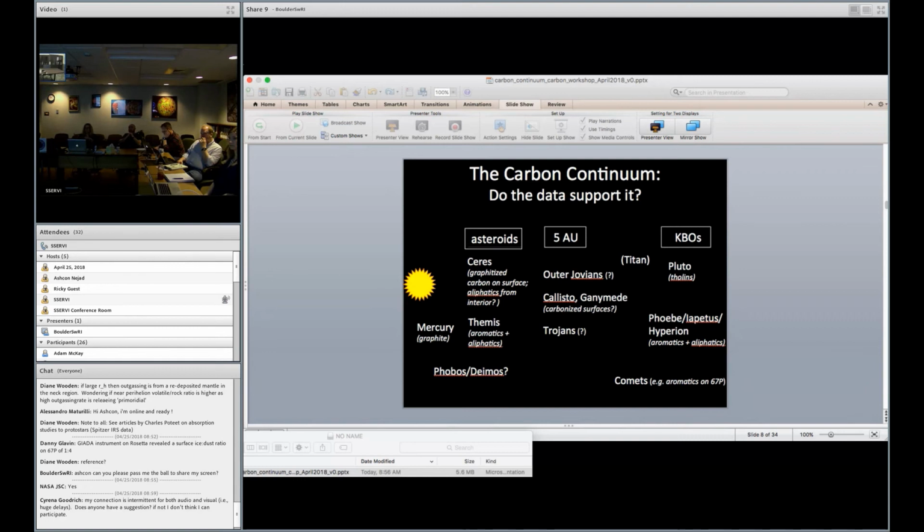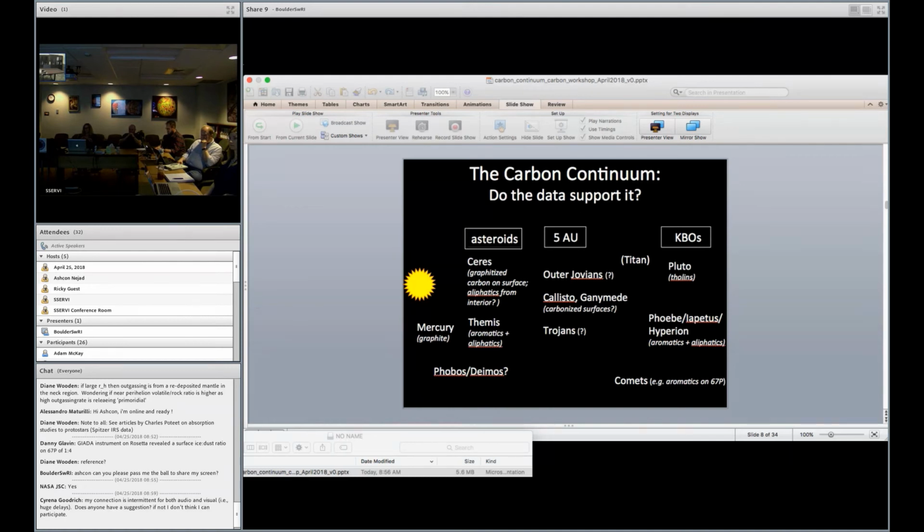Farther out, closer to 5 AU, I don't know if we know what's going on yet with the outer Jovians. Callisto and Ganymede, I think, show evidence for some carbonization happening on their surfaces. And Trojans, I don't know if we know just yet. I think we need better spectra, but we'll certainly learn a lot with Lucy. Titan, I don't think we'll hear too much about at this workshop, but of course that's its own beast. A lot of tholin there, oddly seeming to stem from the atmosphere, and I don't think we understand the source of the methane in the atmosphere.